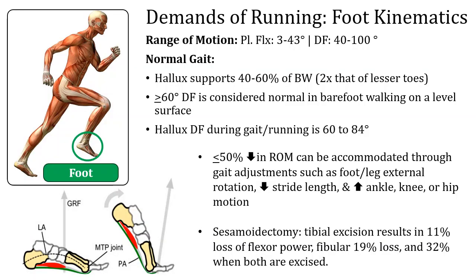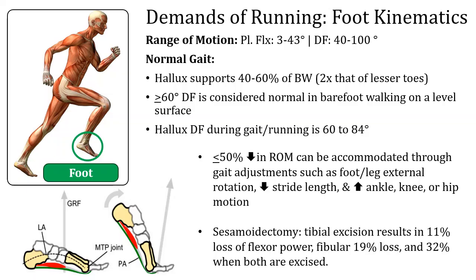Similar to what we have discussed in previous portions of the presentation and along the other aspects of the kinetic chain is the range of motion. So the plantar flexion range of motion here of the hallux is what we're speaking of specifically, is anywhere between 3 and 43 degrees, and we need a ton of dorsiflexion depending on the speed at which we're moving horizontally, up to 100 degrees of extension, but typically it's usually around 60 to 70 degrees. And you can see that the ranges vary there, with the hallux dorsiflexion during gait and running is between 60 and 84 degrees of extension.